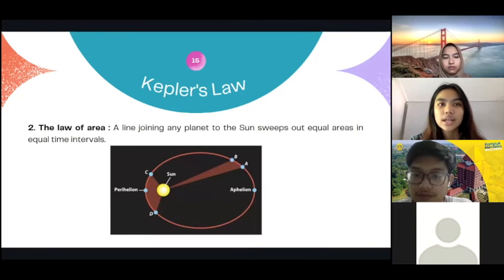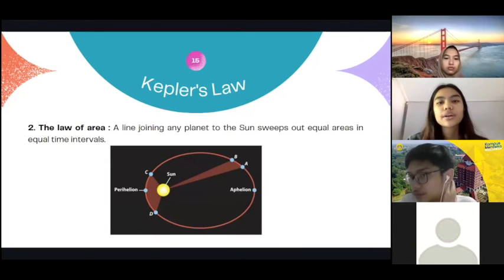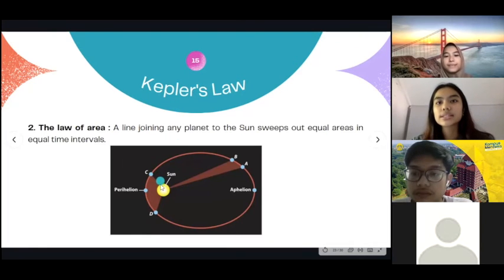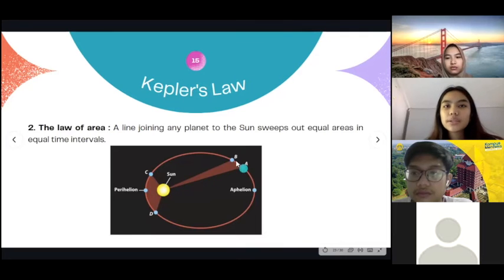The second is the law of areas. A line that connects a planet to the sun sweeps out equal areas in the plane of the planet's orbit in equal time intervals. So if you can see here, the area from C to D is the same as the area from A to B. It's also the same as the time taken from A to B and the time from C to D.